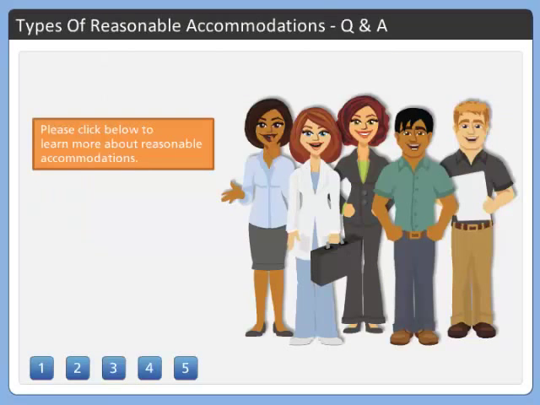In this section, we will go over types of reasonable accommodations. Please click below to learn more about reasonable accommodations.